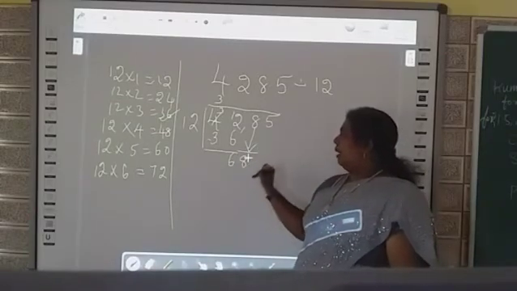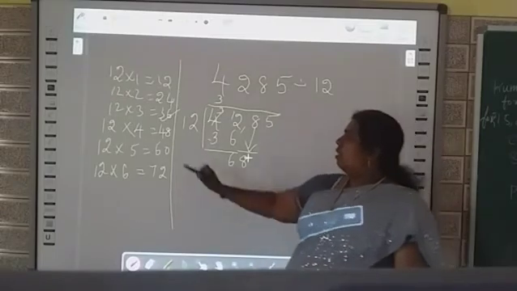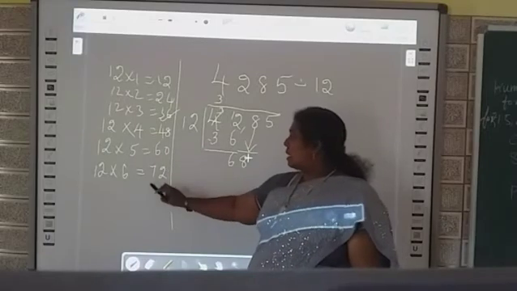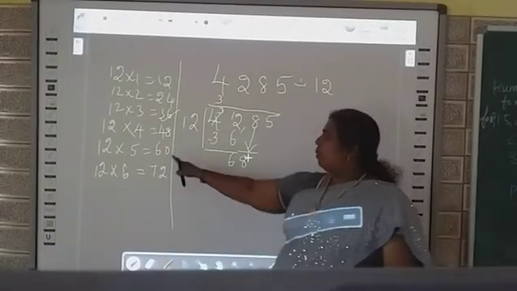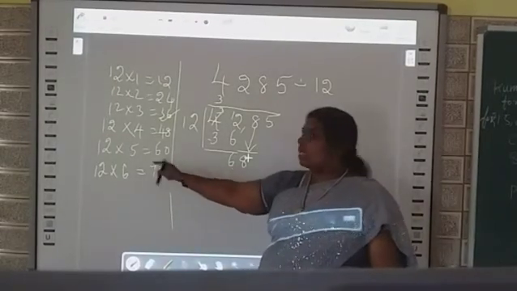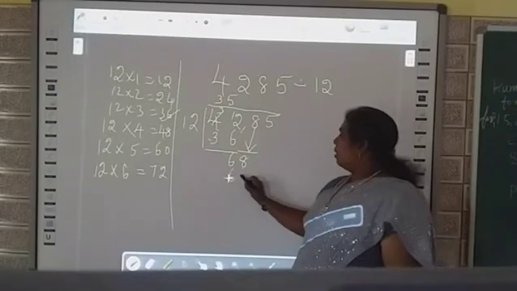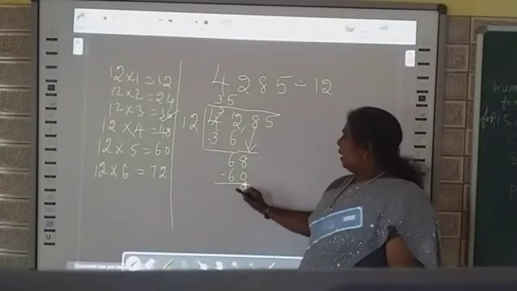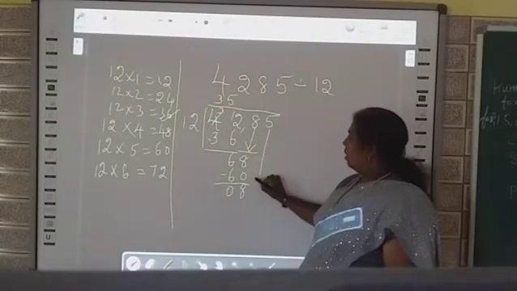Next we have to write the next number, that is 8. Now 68. 68, 12th table, how many times will it come? See, 4 times 48, 5 times 60, 6 times it will come 72. 72 is not possible, right? So how many times can you take? 5 times, isn't it? So 5 times 12 is 60. Now subtract. 8 minus 0, 8. 6 minus 6, 0.